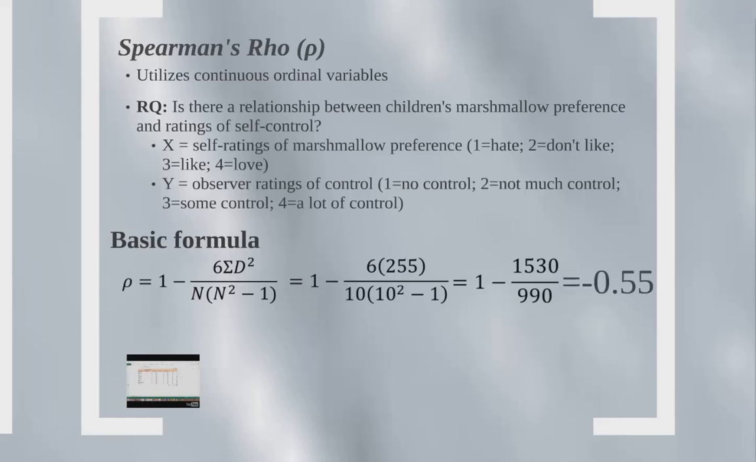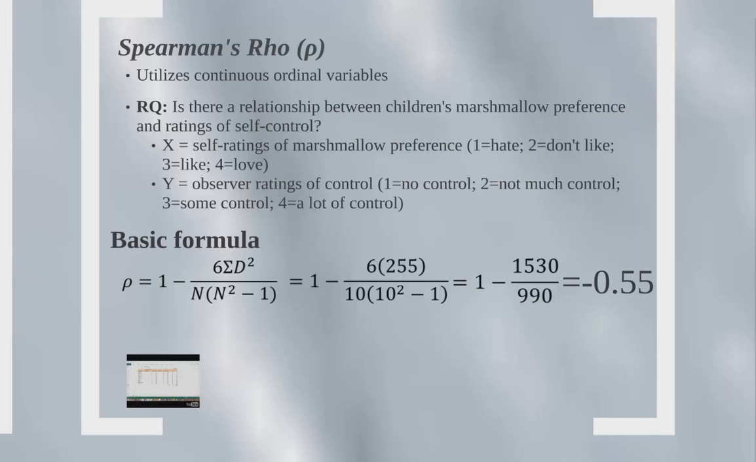So what we end up with here, after running through this calculation, is a final score of negative 0.55. And so the important thing here is that this negative shows us directionality, right? This shows us that there is a negative relationship between our two variables, between our y and our x variable. And specifically what this is telling us is that as x goes up, y goes down, right? So another way to put this is, as self-ratings of marshmallow preference go up, so as children like marshmallows more, their observer ratings of their control, their ability to control whether or not they eat the marshmallow, goes down, right?